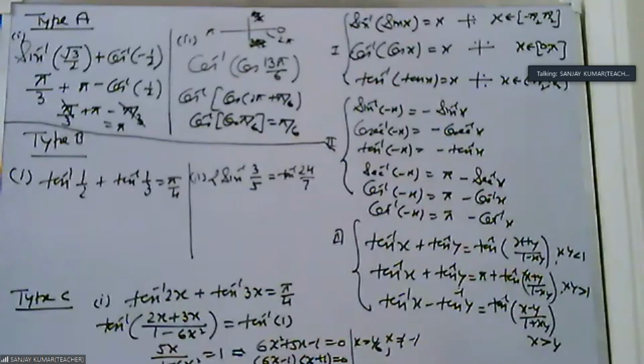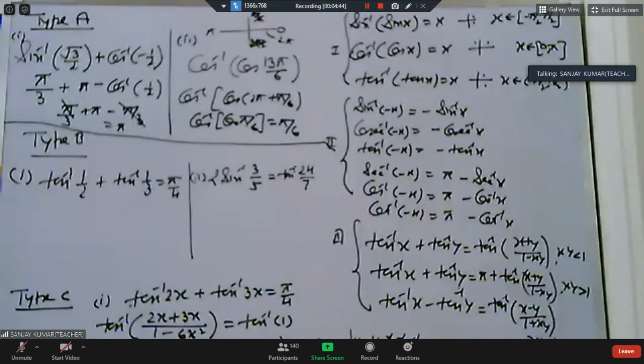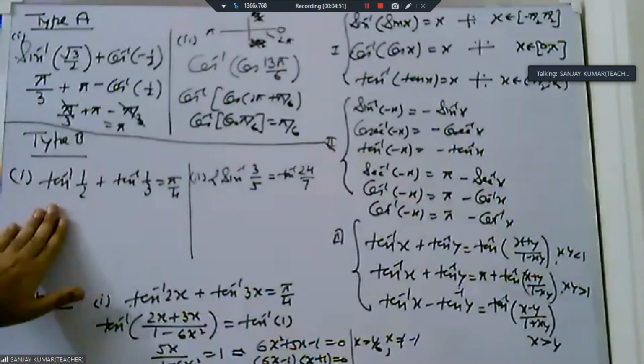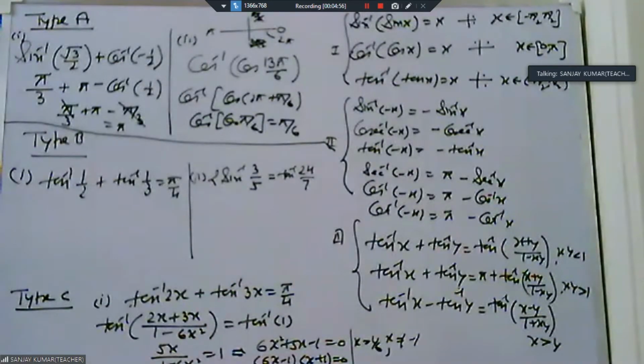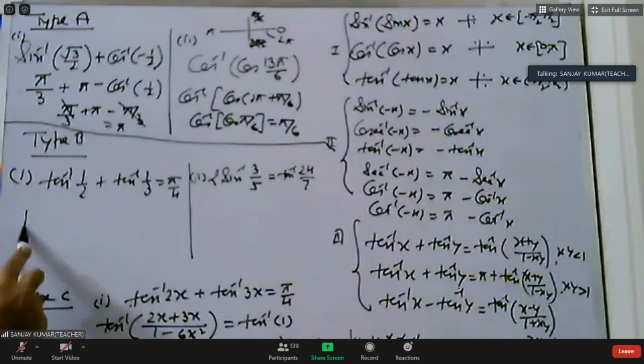Because this is type 1 question. Then in type B, we're having this type of question. These are directly based on the formulas. Either you have tan inverse half plus tan inverse 1 by 3 or you have sine inverse 3 by 5. So if you have this type of question, you directly use the formula.